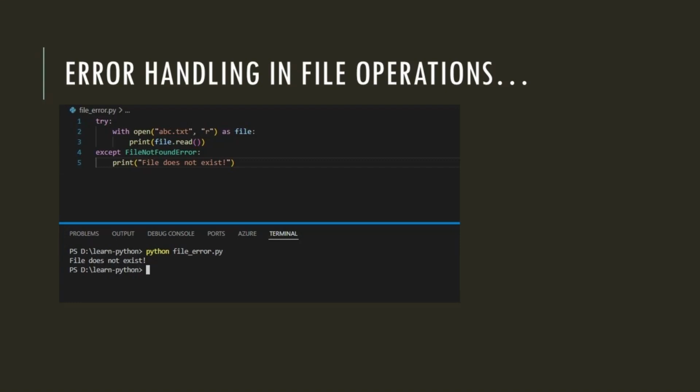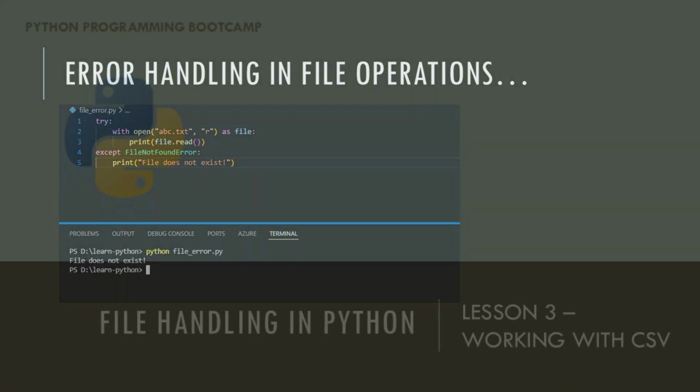In this case, if the abc.txt file does not exist and we try to open it in read mode, the program will fall back onto the except block and the message 'File does not exist' will be printed. Other common exceptions are PermissionError and IOError. Using error handling makes your programs more reliable.